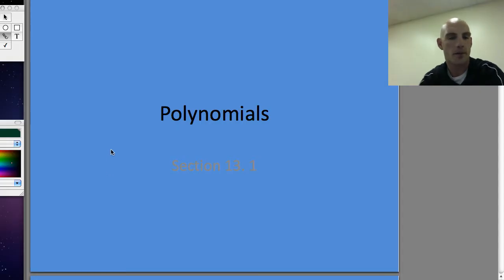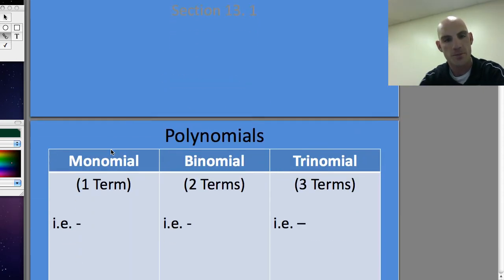Welcome back. Today we're going to start talking about polynomials, and polynomials are based on things that we've done before, and they're expressions that have a number of terms that have to do with x and numbers and exponents and things like that. So let's get right into it.